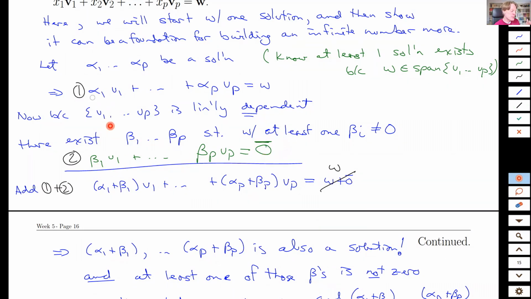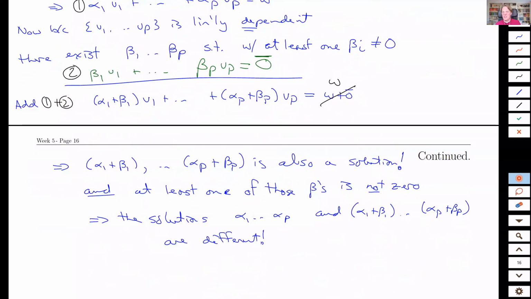If I have V1 times alpha plus V1 times beta 1, well, that's this term here. Same all the way down the line. If I take VP times alpha P and VP times beta P and I add those, I'm going to get VP. And when I add the right-hand side, the key thing is I'm adding W to 0. W plus 0, that's W again. So that's what gives us the same right-hand side, because we added 0 on the right-hand side, but different coefficients on the left.